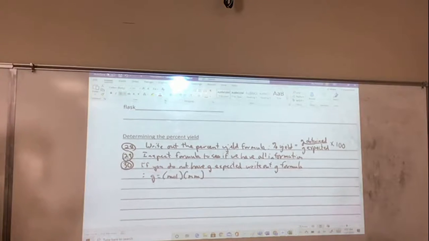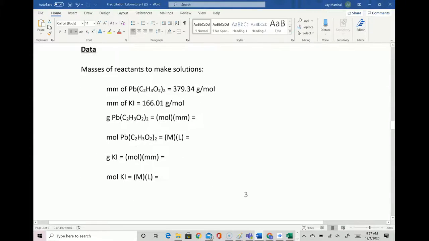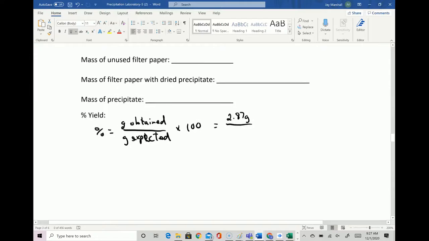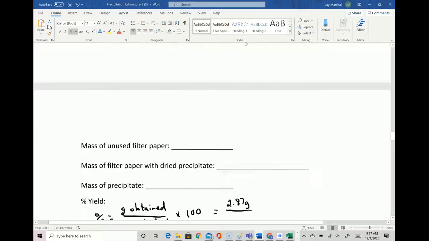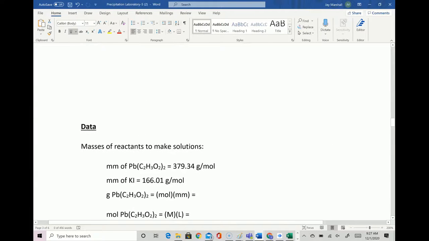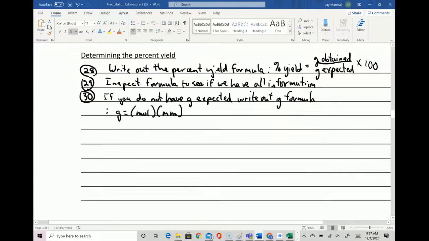And we're going to do this in our data table. So the percent, you want to choose our numbers or the numbers you? Your numbers. Yeah, for you guys, whatever your lab group got, okay, you're going to use your numbers. Okay, so how am I going to figure out what the number of moles we expected is?